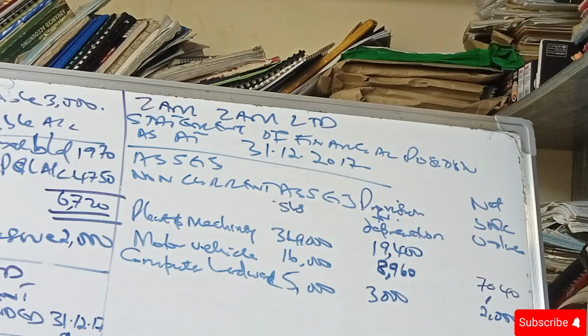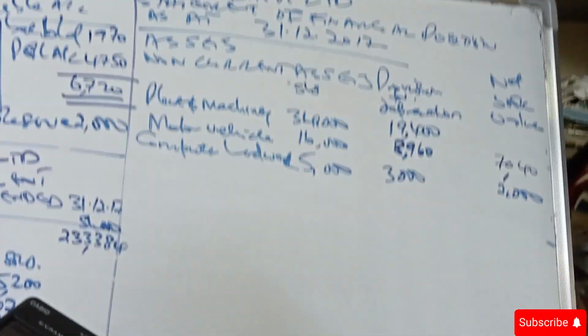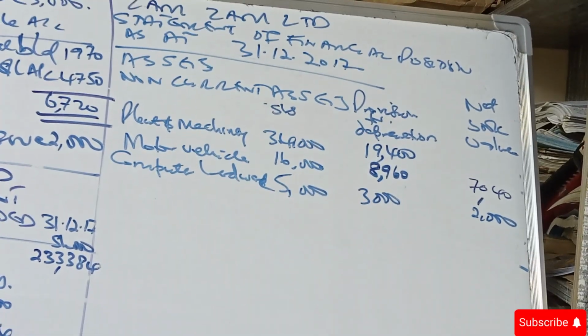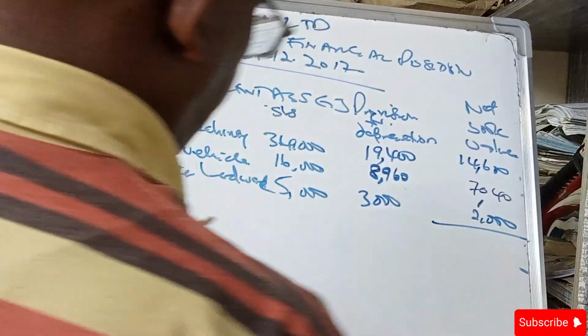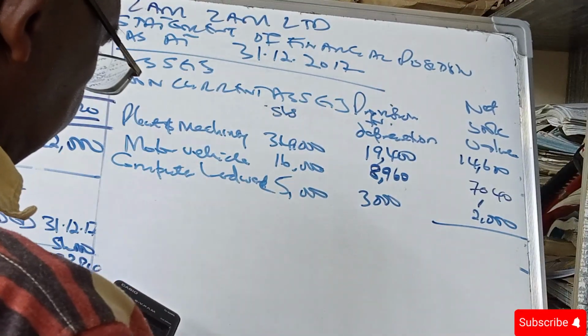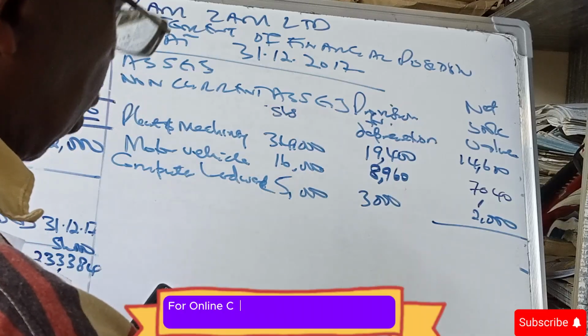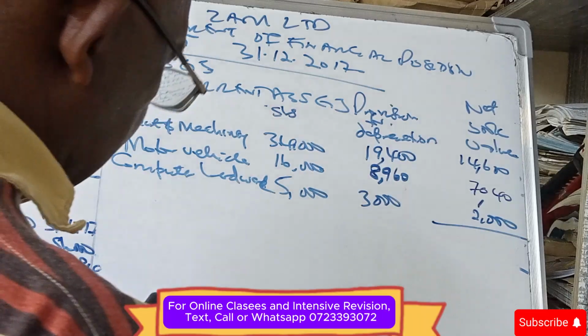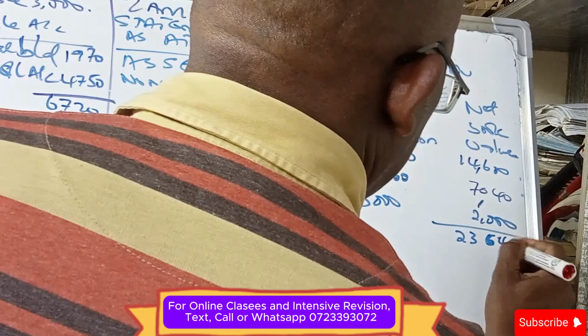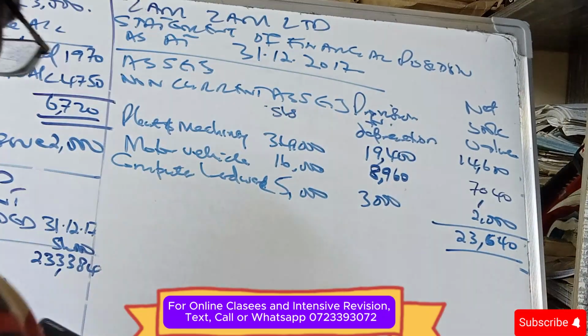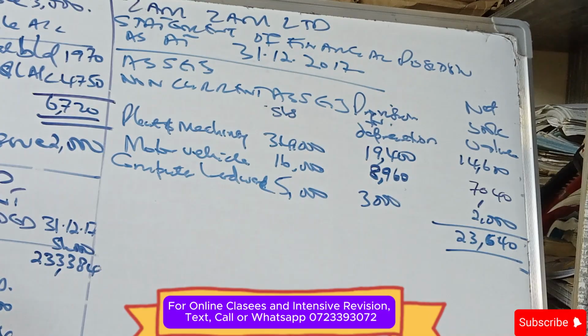Then 34,000 minus 19,400, we get a figure of 14,600. You add all of them, plus 7,040, plus 2,000, we get a figure of 23,640. Total non-current assets, total tangible, total PPE, that is total property, plant and equipment.